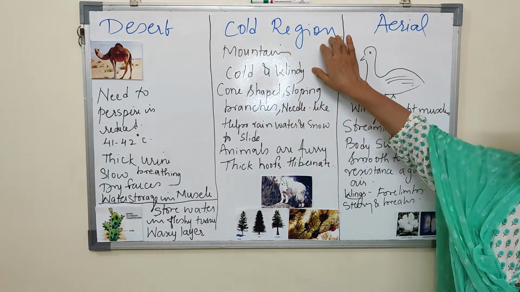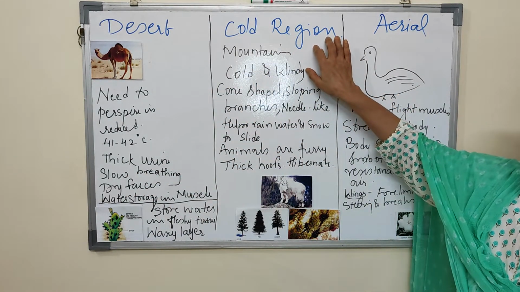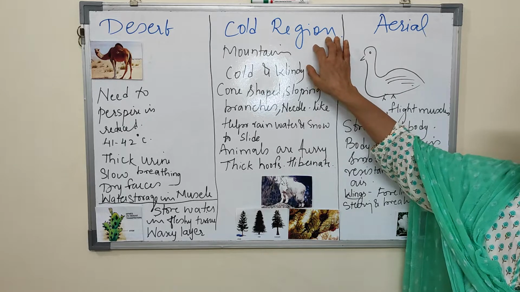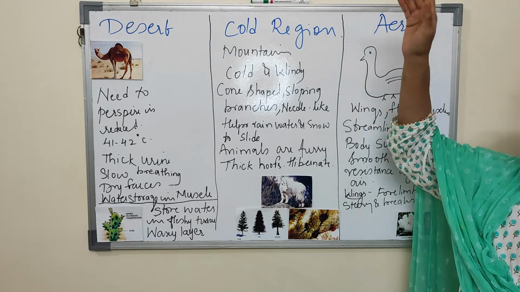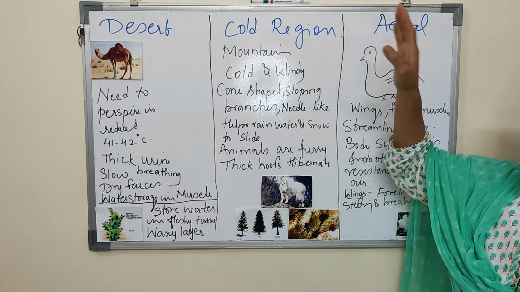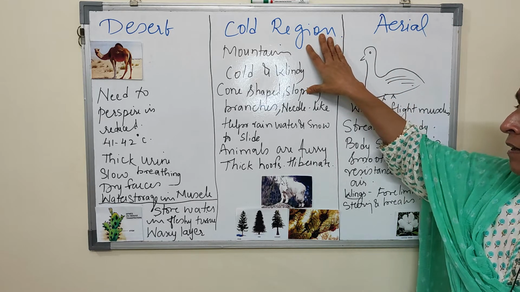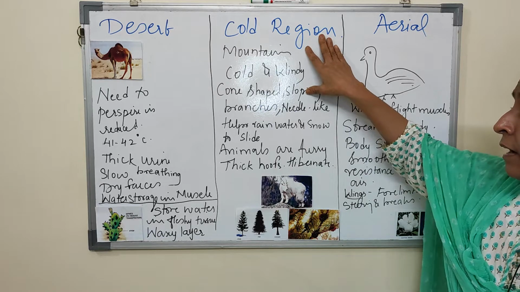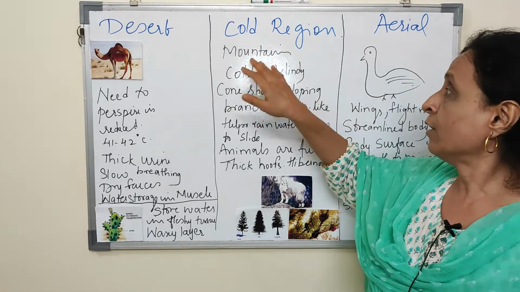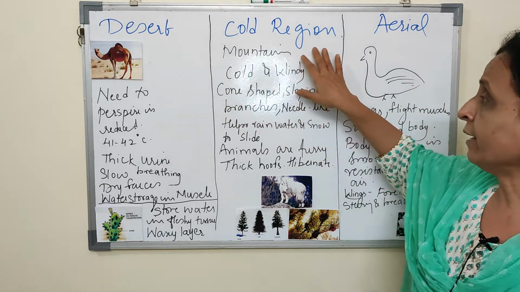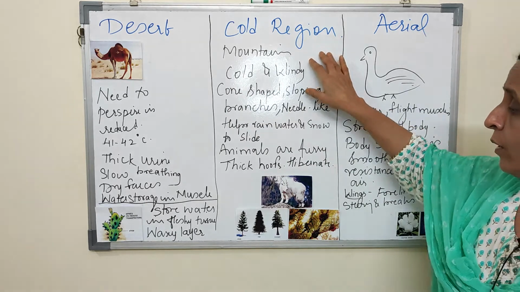Now we come to the mountainous cold region. Naturally the temperature on top of the mountains, Himalayas, is very cold, covered with ice. So the animals living there have certain adaptations. Now it is very cold and windy.